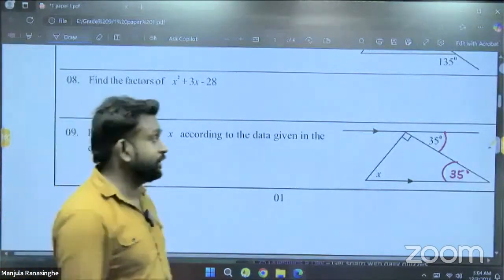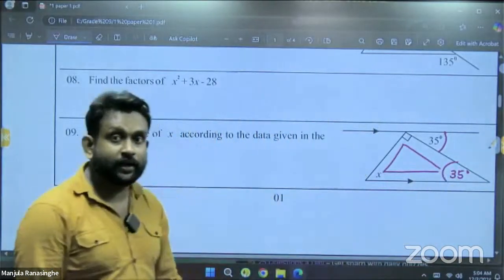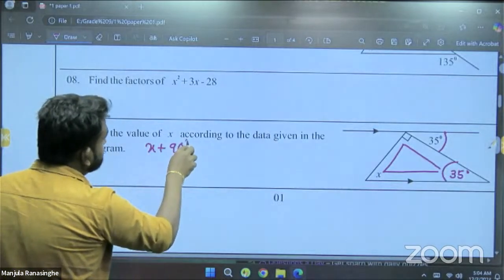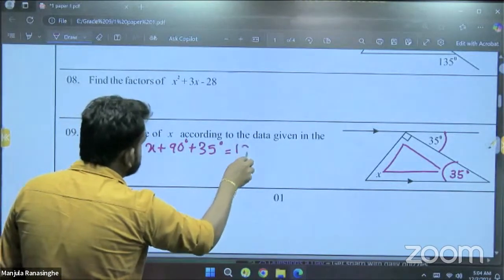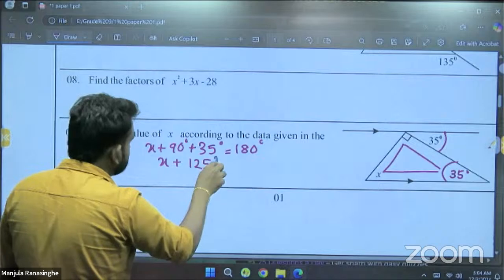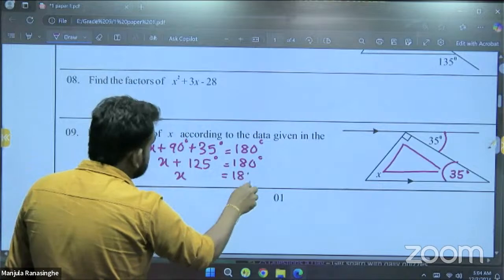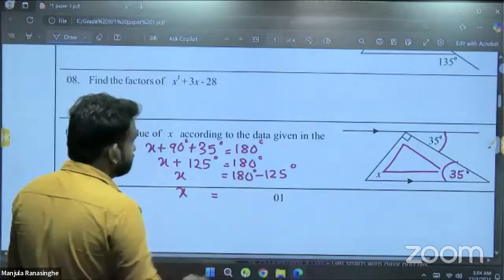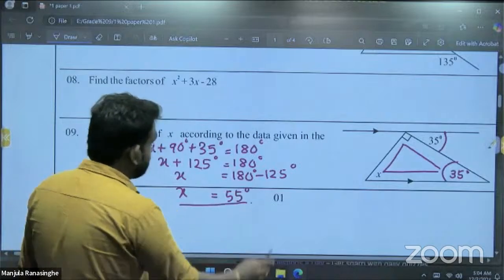Now you can see the triangle. The angle sum of this triangle adds up to 180. So now you can write x plus 90 degrees plus 35 degrees equals 180 degrees. Now you can add: 90 plus 35 is 125, so 180 subtract 125, then x equals 55 degrees.